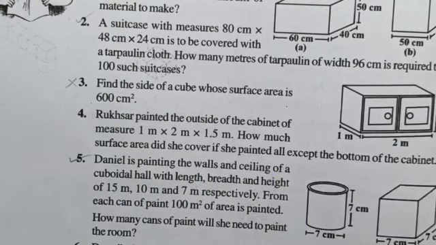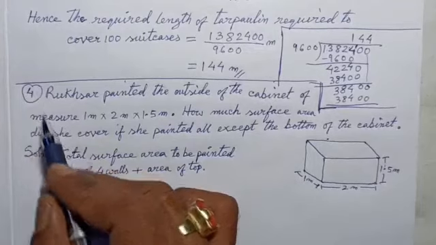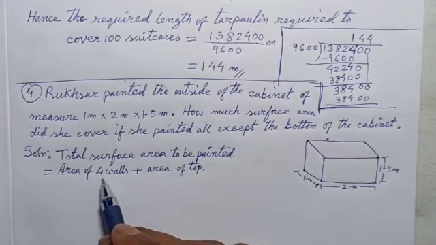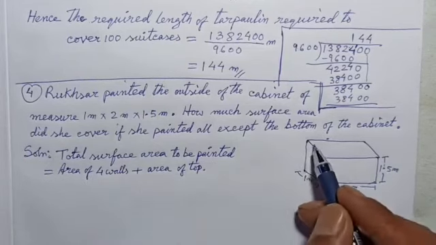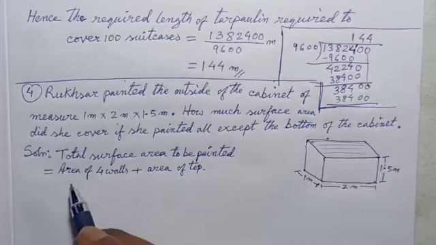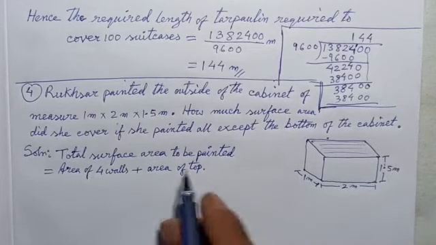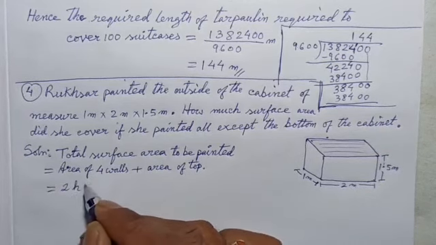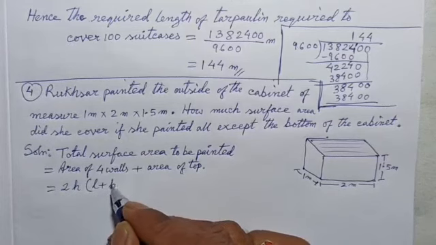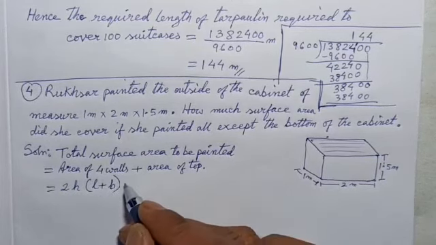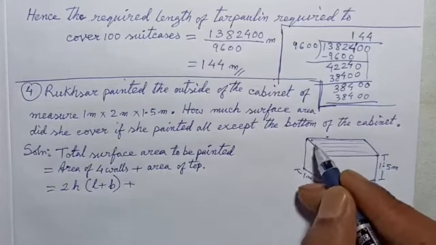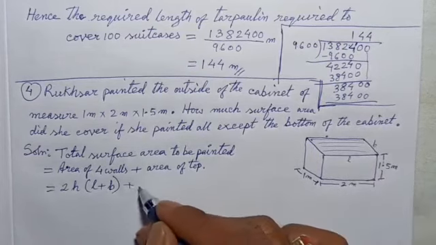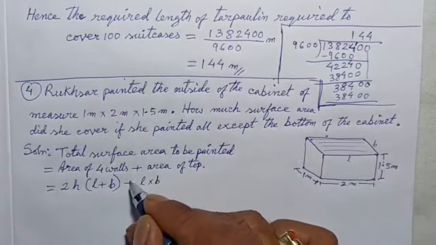Now let's find out. Question number 4 solution. Total surface area to be painted will be area of 4 walls plus area of top. This is the top portion. The formula to find out area of 4 walls is 2 times height into length plus breadth. I have given this formula before. Then plus sign. Area of top: this top portion is a rectangle, and this is length and this is breadth. So length into breadth.